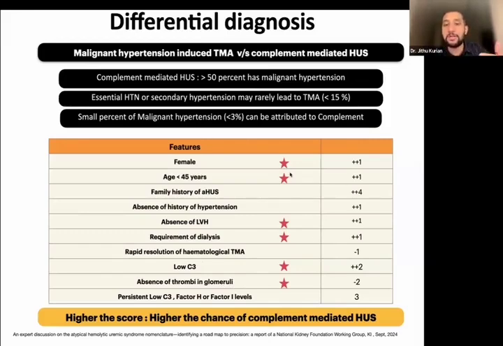Now, if you look at this patient, the stars are all the factors which were present in our patient. She was a female, less than 45 years. She had no LVH. She required dialysis. Her hematological parameters were steadily worsening. She had a low C3 to start with, which subsequently normalized, and there was no thrombi in the glomeruli.